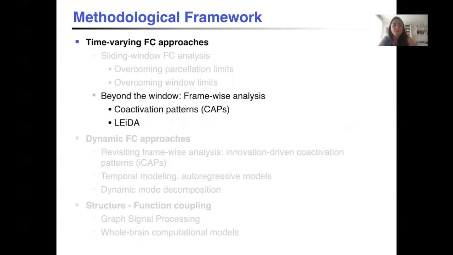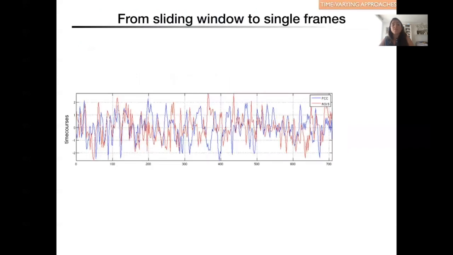So this would actually solve the problem of having a parcellation, but then another category of methods that I would like to introduce to you is going beyond the window. So what if we don't want to use a window at all? Let's consider our two time courses and let's take a step back, to contextualize this type of analysis.